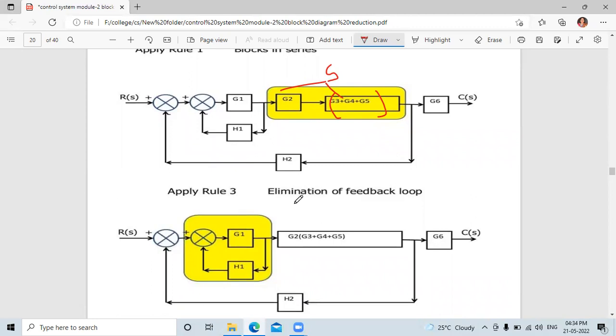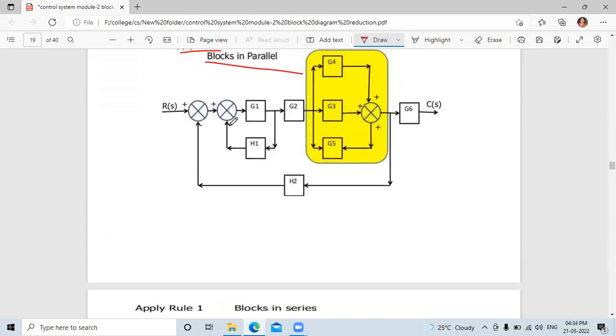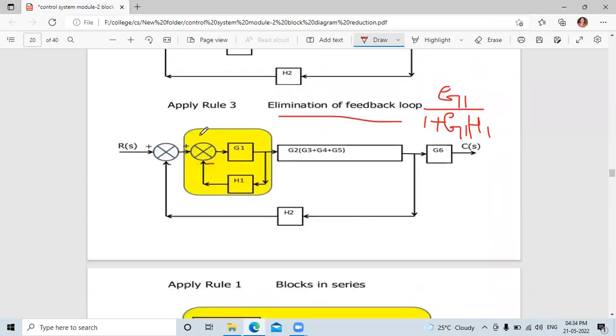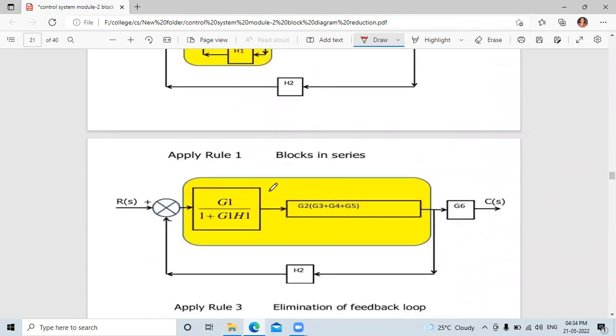Again, apply rule 3, elimination of feedback loop. This is the feedback loop. You can write G1 divided by, whether it is positive or negative, it is negative, so you write 1 plus G1 into H1. Next, after getting that, we have solved these two.